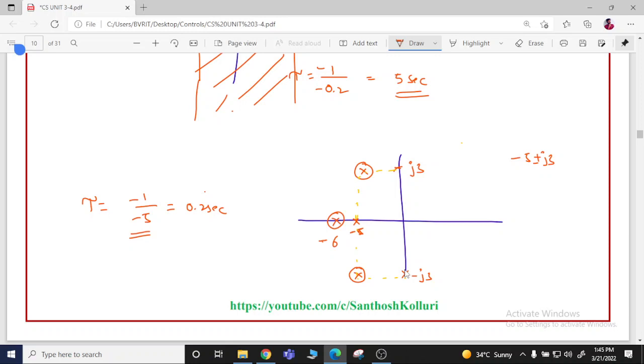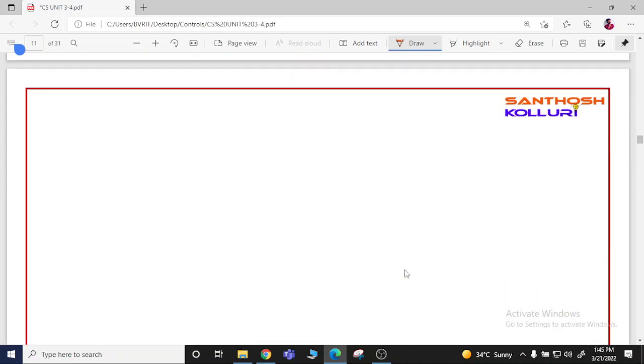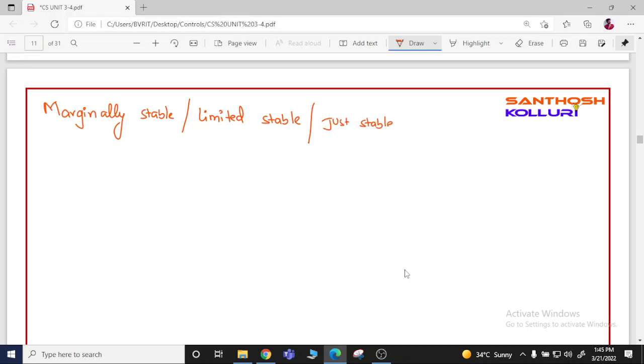After that, the second one: marginally stable, or limited stable, or just stable, or critical stable. All have the same meaning only.